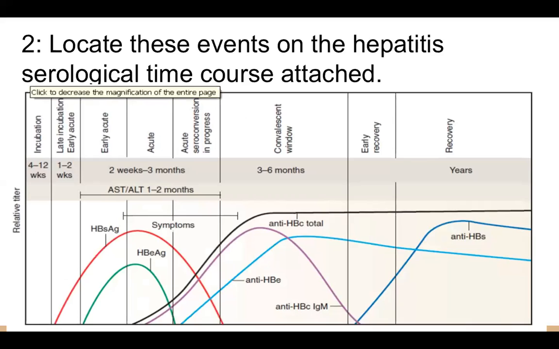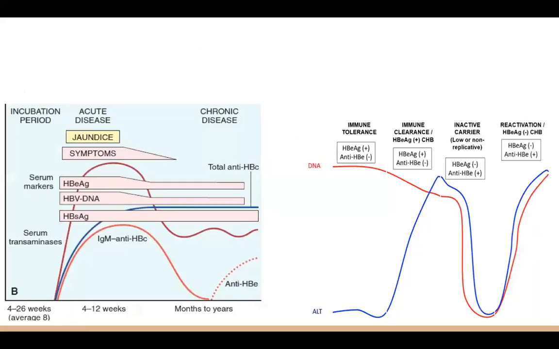Good afternoon, Doc. I'm going to discuss LO number 2. The question is, locate these events in the hepatitis B time course attached. In the serum result, the patient belongs to the phase of reactivation since there's a positive result of anti-HBe and negative HBe antigen. That's all. Thank you, Doc.